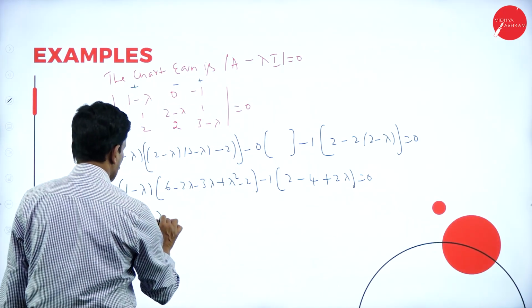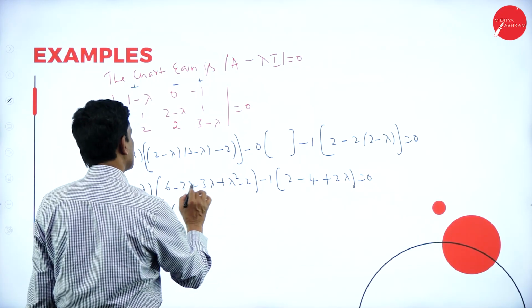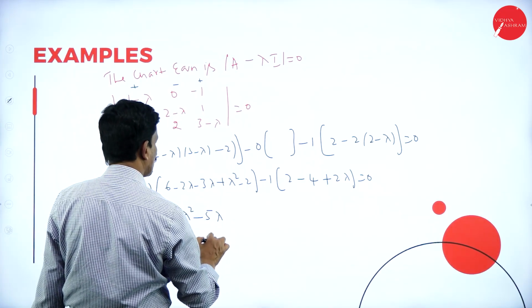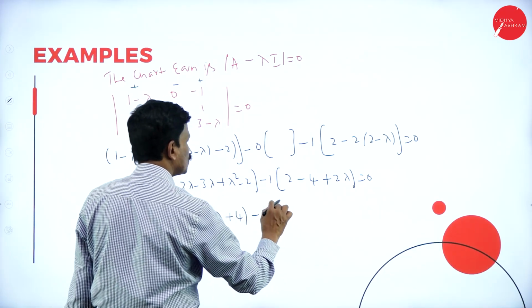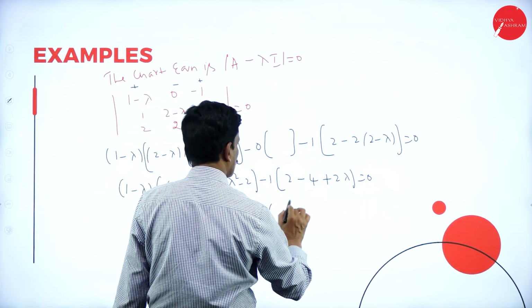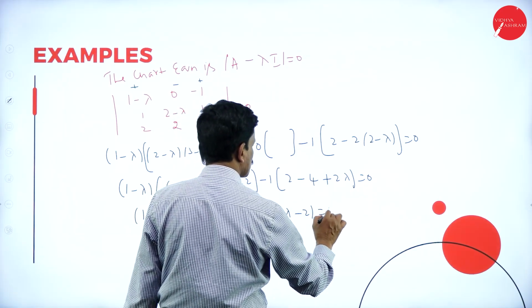So this is 1 minus lambda into, put it in order, lambda square, minus 2 minus 3 is minus 5 lambda, 6 minus 2 is plus 4, minus 1 into, this is 2 minus 4, that is 2 lambda, 2 minus 4 is minus 2, is equal to 0.